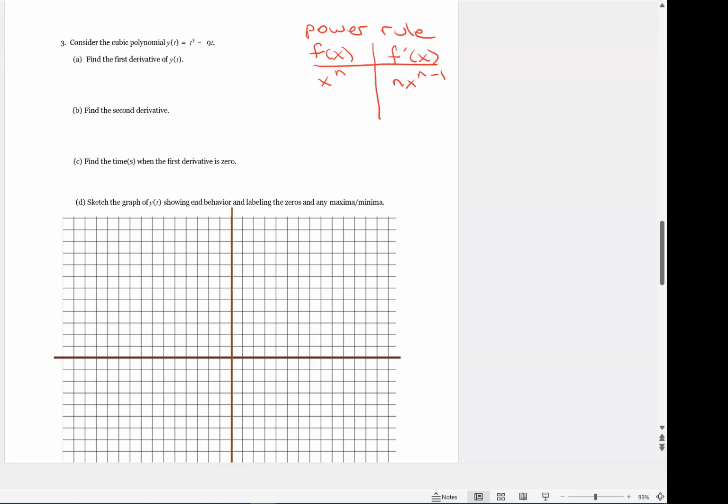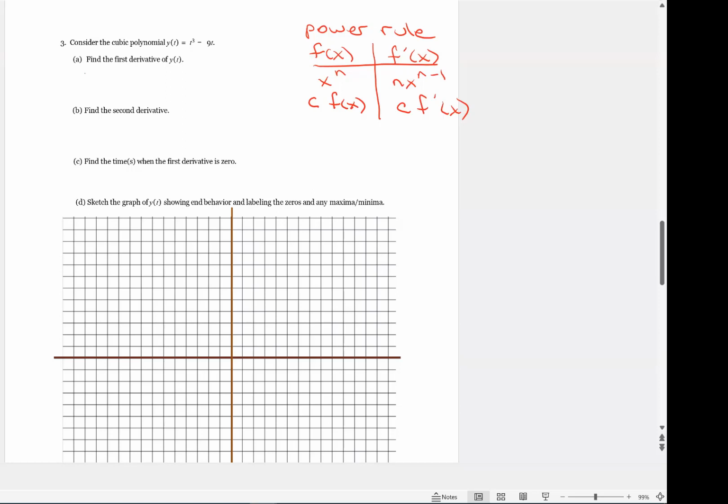We're also going to be using a rule that says if I have a constant times a function, the derivative is equal to the constant times the derivative of that function. Those are all the rules I'm going to be using to take the derivative of this particular function.